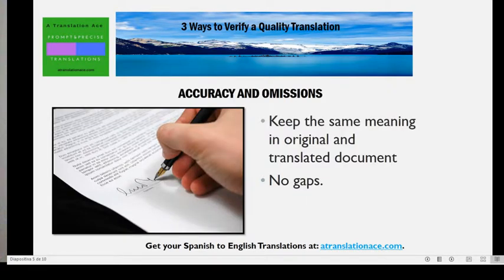The first quality we're going to look at in producing great translations for the client is accuracy and omissions. It's important as a translator, basically the first job, to keep the same meaning in the original document and the translated document, so there are no gaps in the message that is in the first document and in your second document. Therefore, accuracy and omissions is one of the qualities to verify a quality translation.